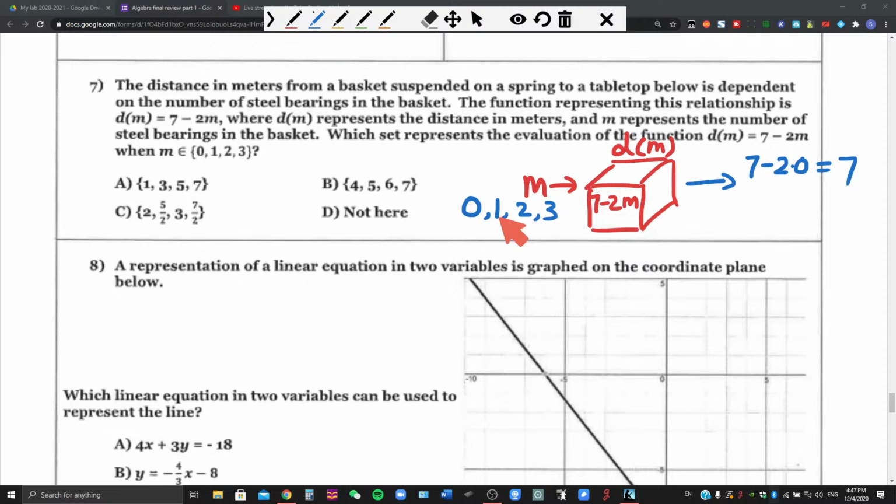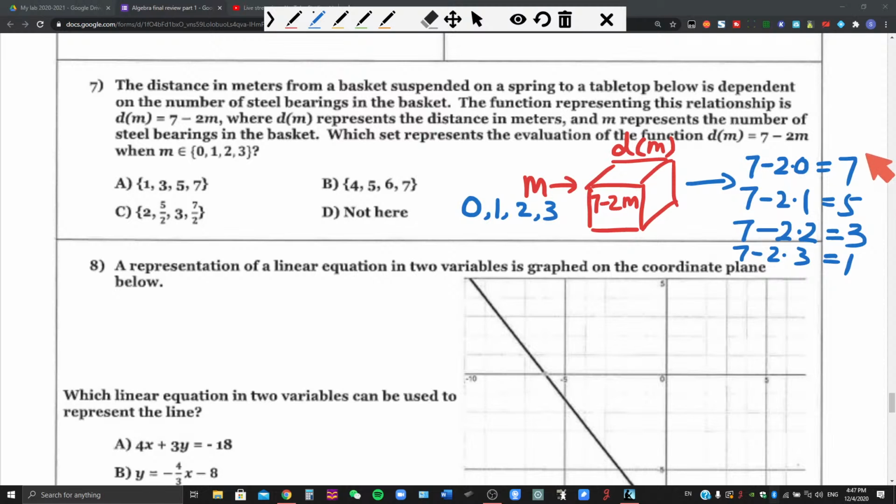Next, let's evaluate for m is 1. When m is 1, the machine will do 7 subtract 2 times 1, that's 2. 7 subtract 2, that's a 5. When m is 2, the machine will do 7 subtract 2 times 2, that's 4. And 7 subtract 4, that's 3. And lastly, m is 3. The machine will do 7 subtract 2 times 3, that's 6. 7 subtract 6, that's 1.